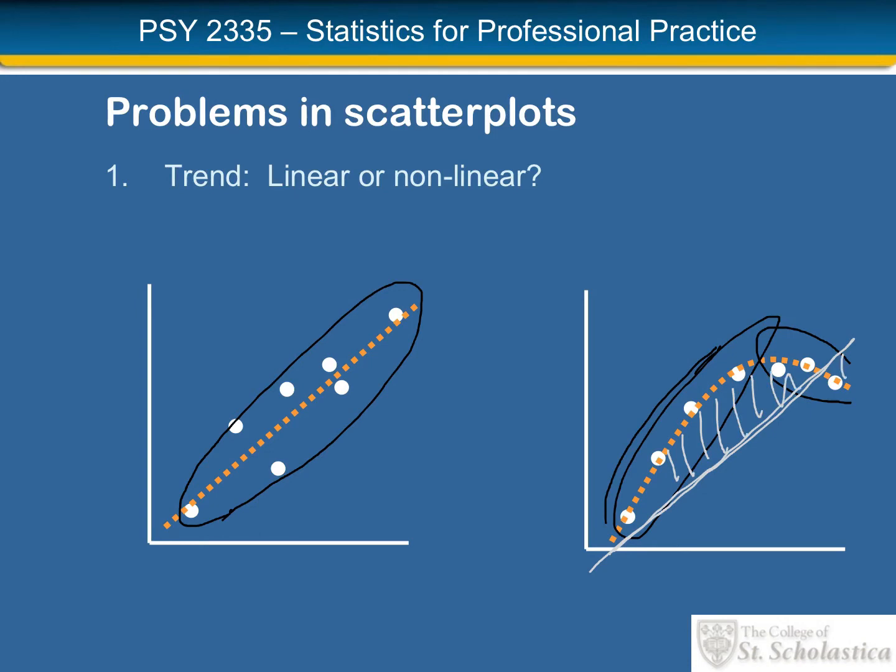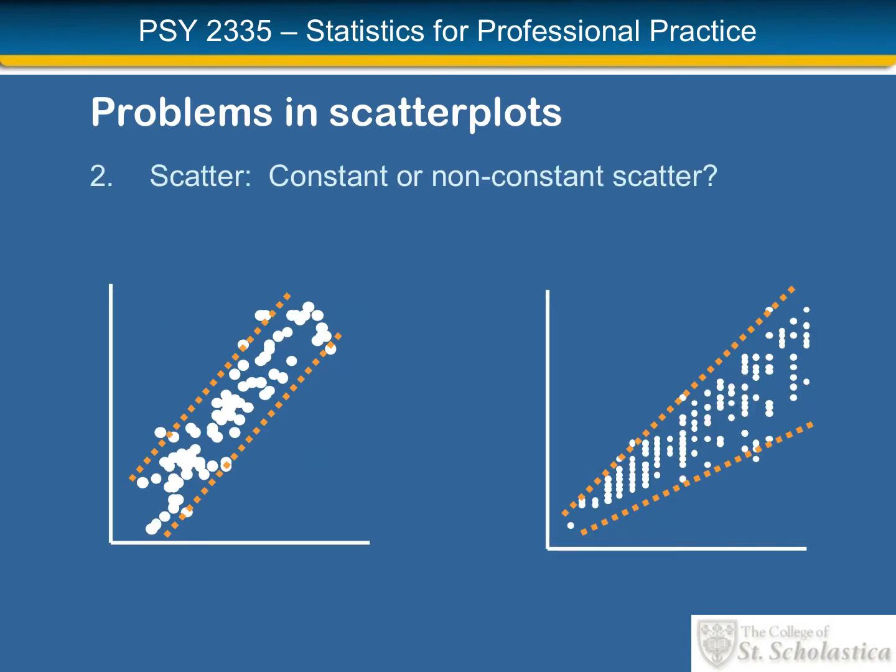So that would be a situation where the correlation coefficient is not a good representation of the data. Similarly, our correlation coefficient expects that for every value of x, there will probably be about the same amount of variability in y. They call that homoscedasticity, and it basically means that the scatter is about the same no matter what the x value is.